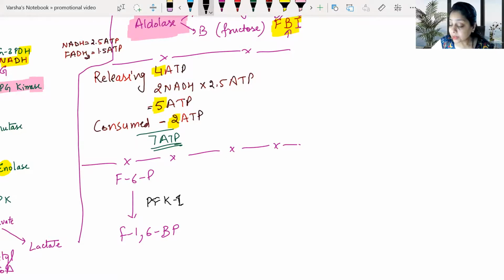Now, there are conditions in which fructose 6-phosphate gets converted into fructose, not 1,6-bisphosphate, but fructose 2,6-bisphosphate, right? And then this fructose 2,6-bisphosphate gets converted into fructose 1,6-bisphosphate, right? So as you can see, this is 2 and this is 1. It means we are changing the position of the phosphate. In this molecule, the phosphate was at second position. Now, in this molecule, the phosphate has 1 position, right?